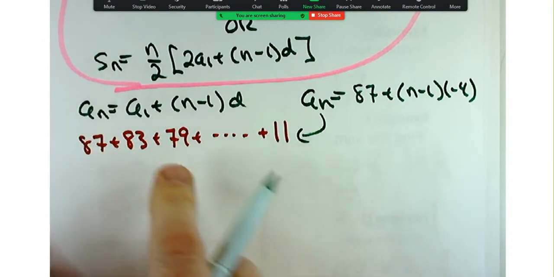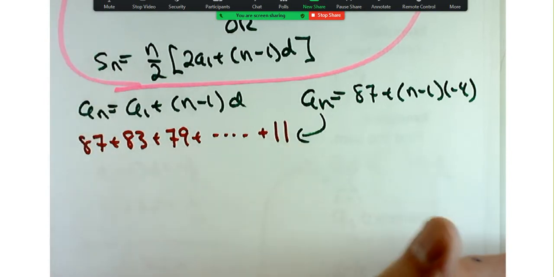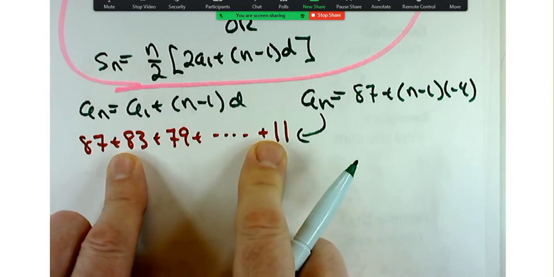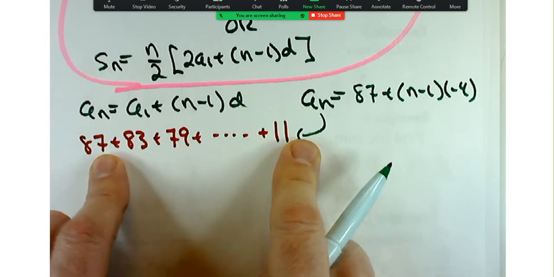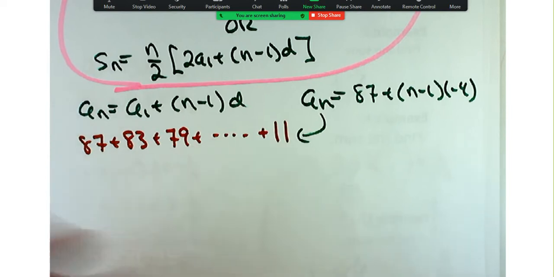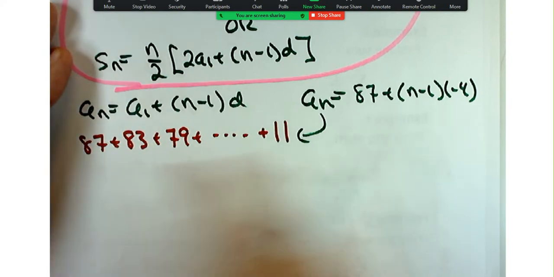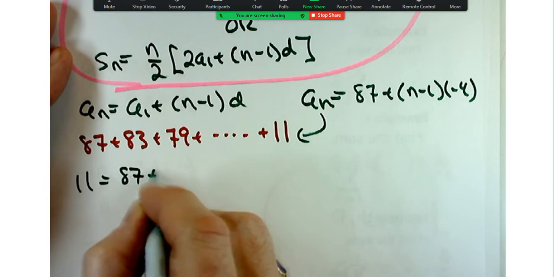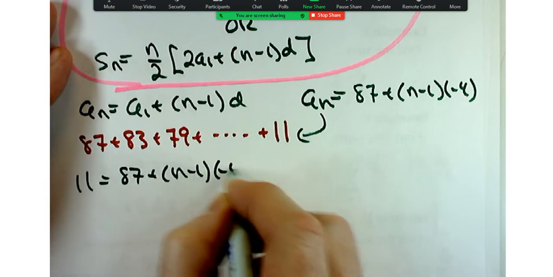Now, I know you can do that by subtracting 4 often enough. But on the test, I'm going to make sure that this difference is big enough that you're not going to be able to keep on subtracting 4 or doing something like that. You're going to actually have to use a formula. So let's apply that. We're going to have 11 equals 87 plus n minus 1 times -4.